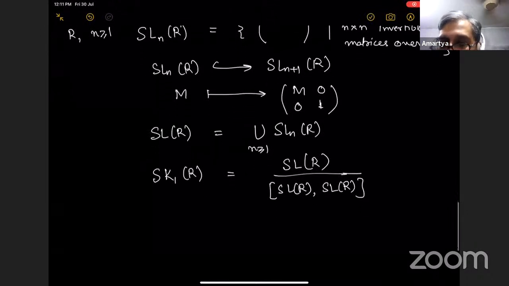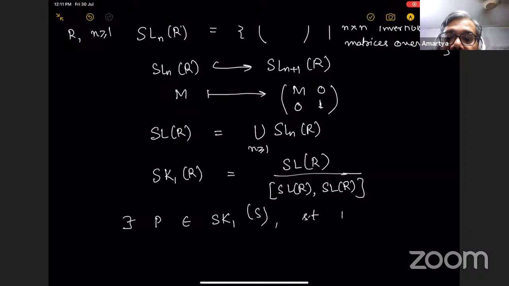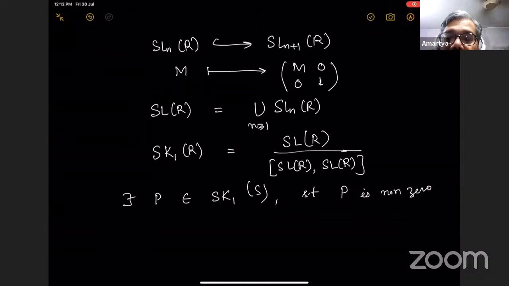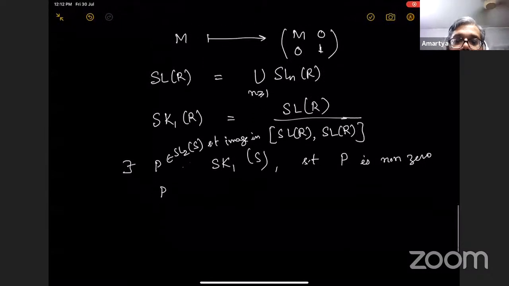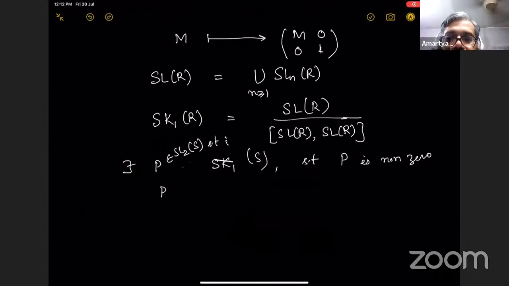So what we say when there exists an element P in SK1 of R, in my example SK1 of S, such that P is not 0, is that P is a matrix in SL2 of S such that its image in SK1 of S is non-zero. Okay, let me just erase everything. What is happening here?